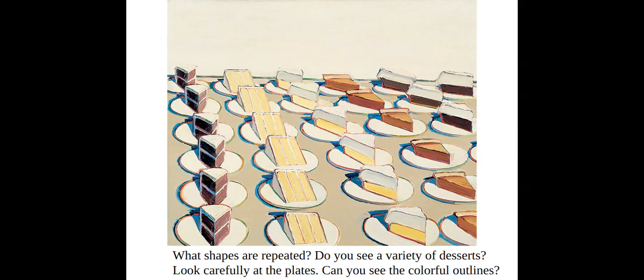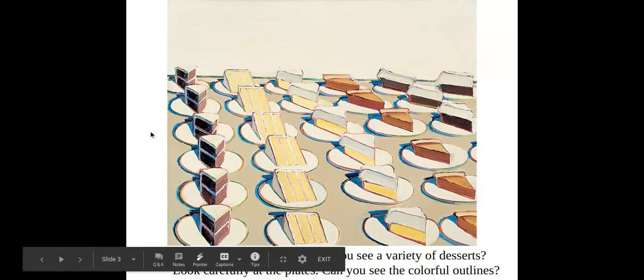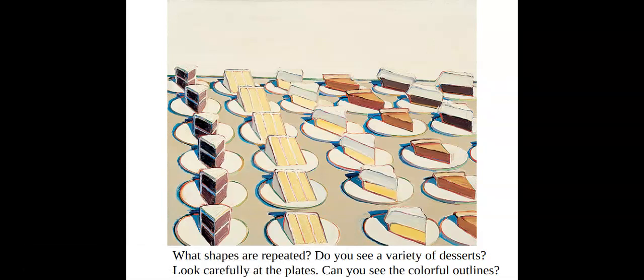All right, let's take a look at one of his paintings. What do you see? Right, so in this one we have cakes and pies repeated. And what sort of shapes do you see repeated? I see an oval shape repeated over and over and over. I see kind of triangular shapes repeated over and over and over. And the variety is in the types of desserts. So we have chocolate cake and white cake and lemon meringue and pumpkin and some sort of chocolate pie there. And so we see a variety, which means lots of different things, but it's very carefully repeated.